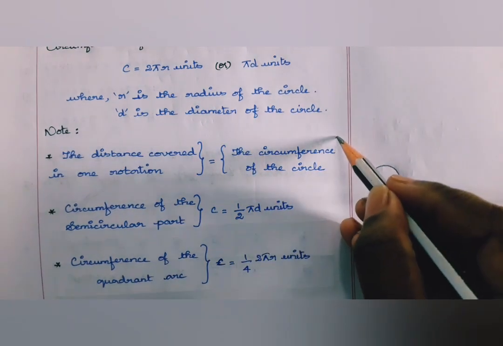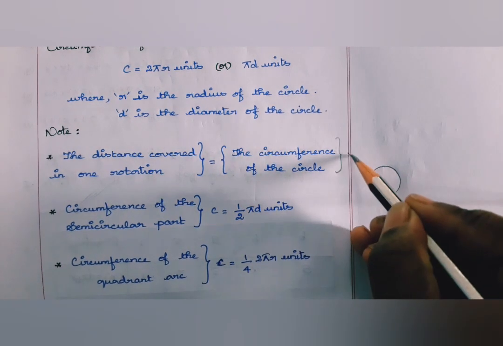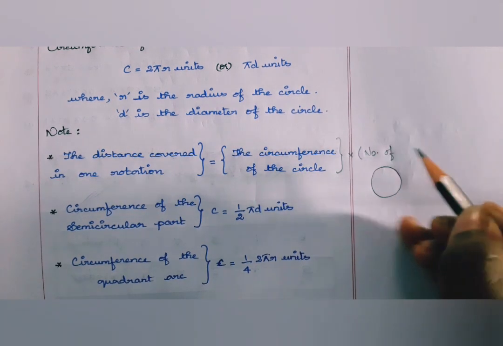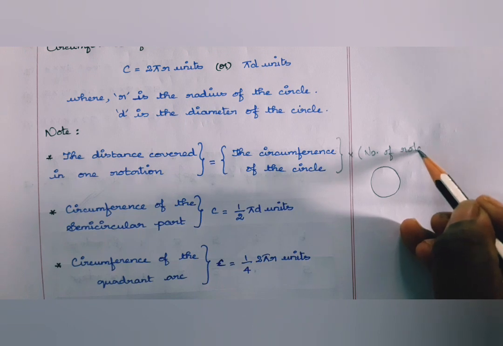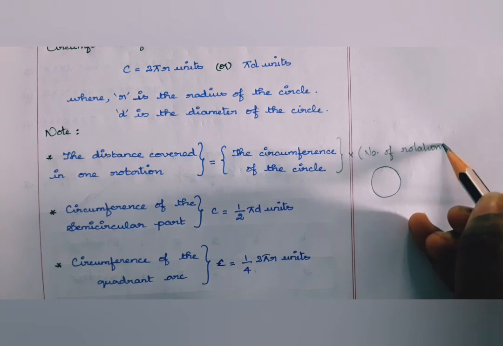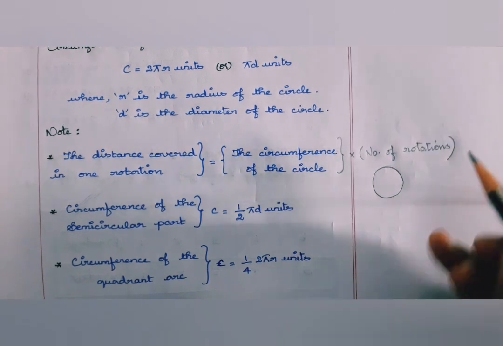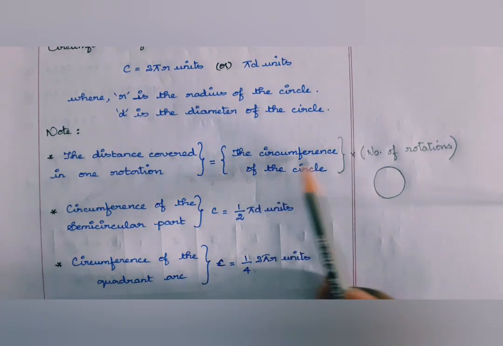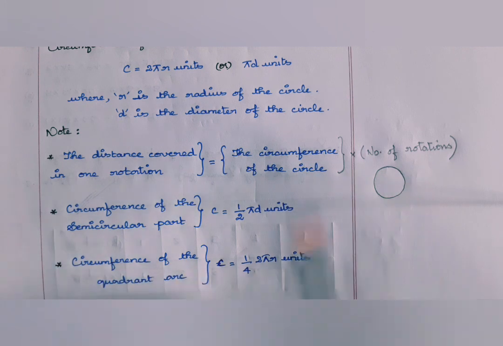And here you have one more thing, the number of rotations, which is how many times you are going to rotate. So the distance covered is equal to the circumference of the circle into the number of rotations.